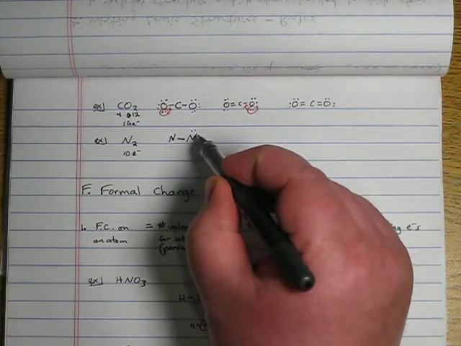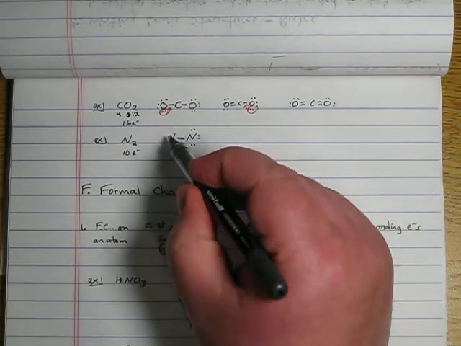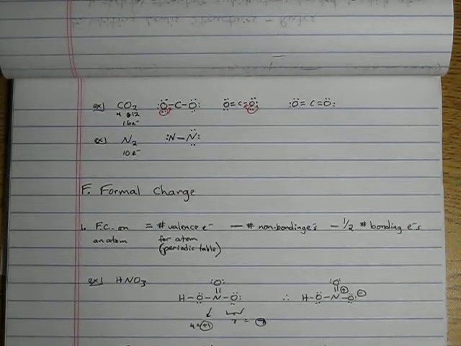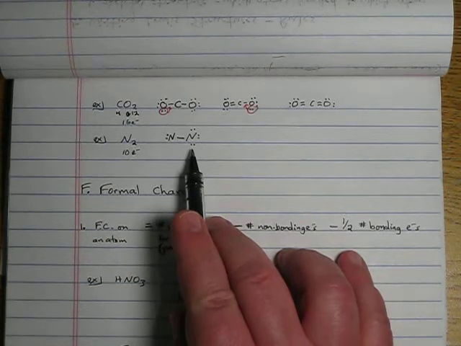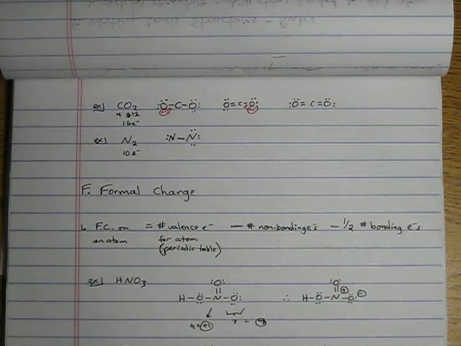1, 2, 3, 4, 5, 6, 7, 8. I've got 2 more electrons to put in. They go on the central atom, 9, 10. All right. Well, that doesn't make much sense there. This nitrogen has its octet. We counted them. This nitrogen does not. So what is our plan to give the other nitrogen its octet?